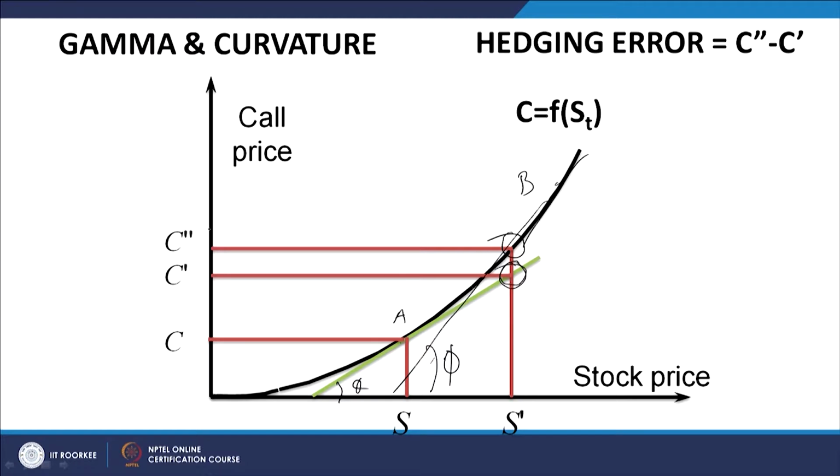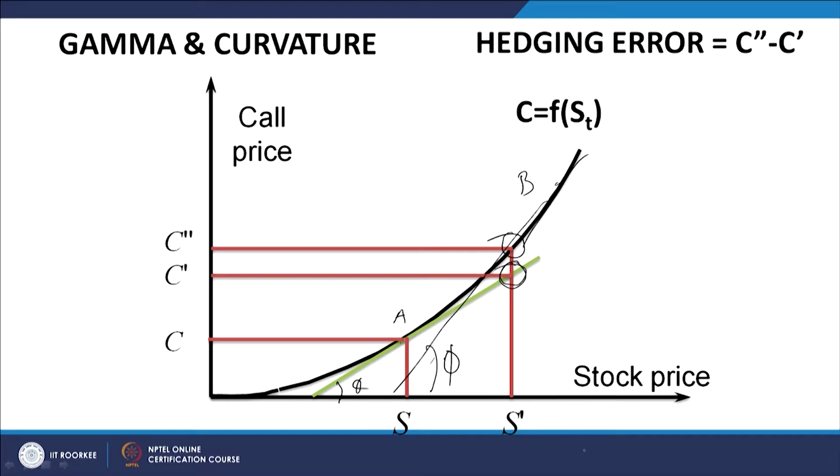Let me repeat. You see, there has been a change in the stock price from S to S dash. Now, because of the change in stock price from S to S dash, the call price has moved from C to C double dash. This point C double dash is the point along the curve which represents the call price as a function of S t. Now, let us look at what happens to the stock component, because we are having two components in the portfolio, the call component and the stock component.